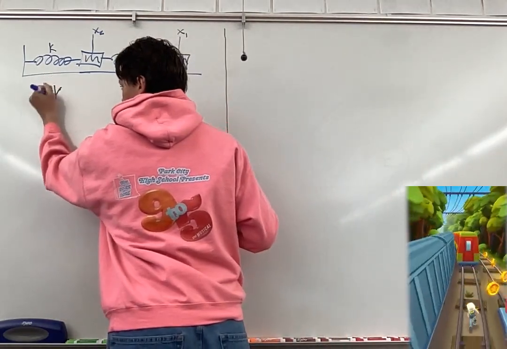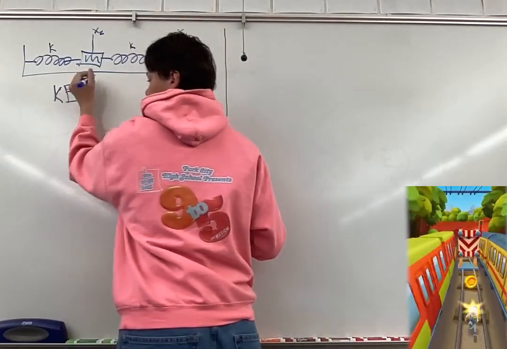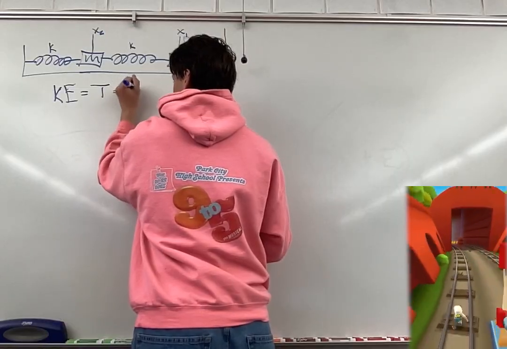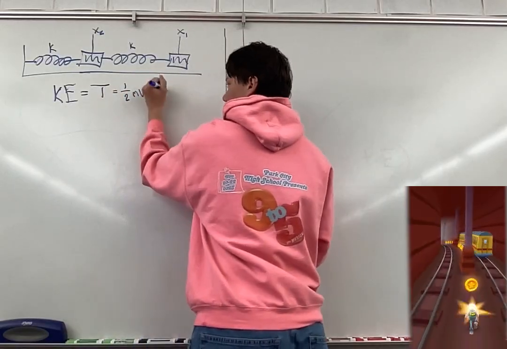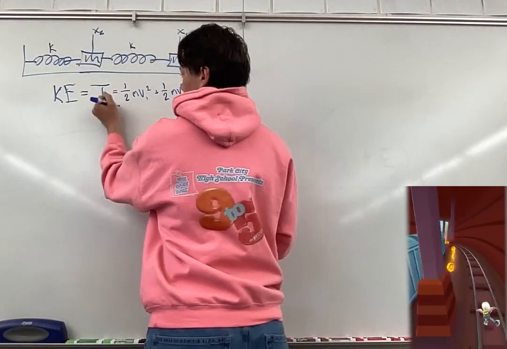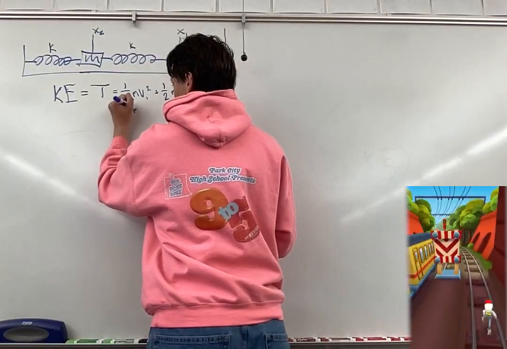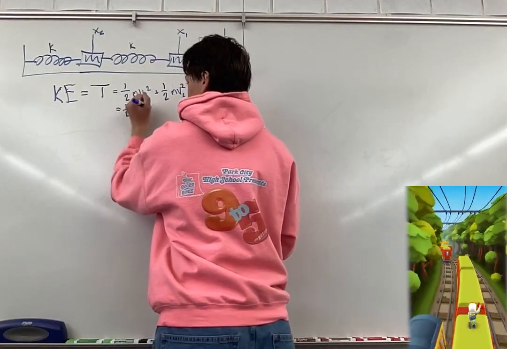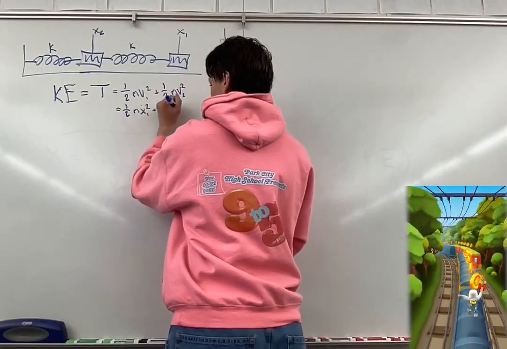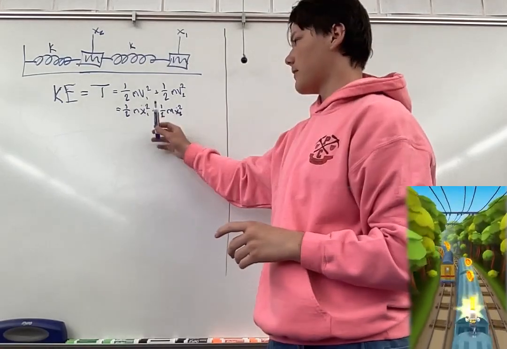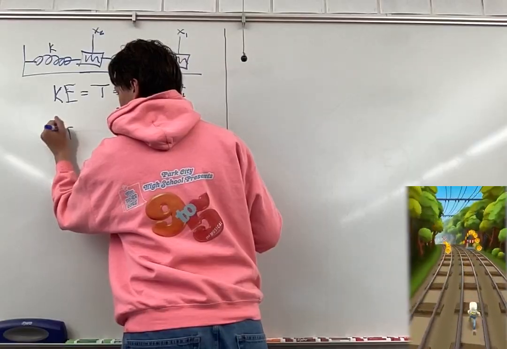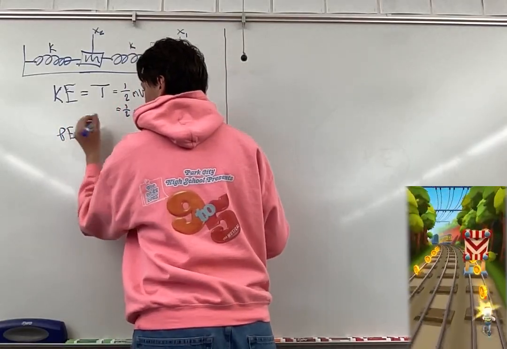So the kinetic energy T is equal to 1/2 m v1 squared plus 1/2 m v2 squared, which in dot notation is equal to 1/2 m x dot 1 squared plus 1/2 m x dot 2 squared. So that's our equation for our kinetic energy. Now we're going to find our potential energy, which is also equal to V.